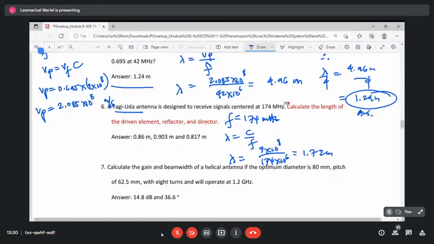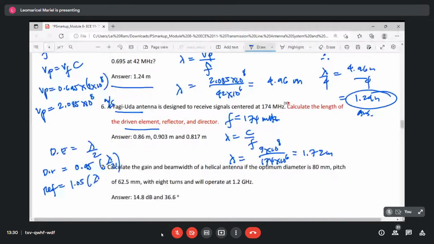Now, Yagi Uda yon. So ano yung pinapatanong? Calculate the driven element. Sabi natin sa Yagi Uda, the driven element DE is equals to dipole lang, lambda over 2. Yung director is equals to ilan? Ang director ay mas mababa ng 5% sa driven element. So, ibig sabihin nun, 0.95 of lambda over 2. Then, yung reflector will be 5% greater than sa driven element, and therefore, 1.05 of lambda over 2.